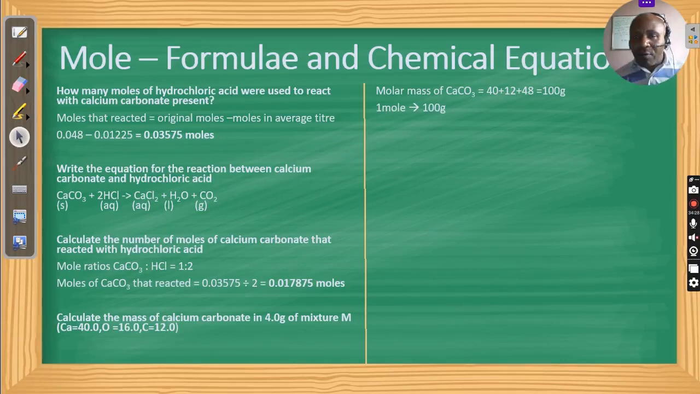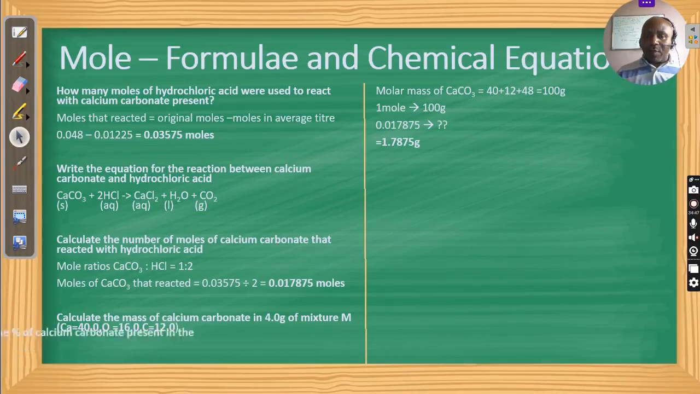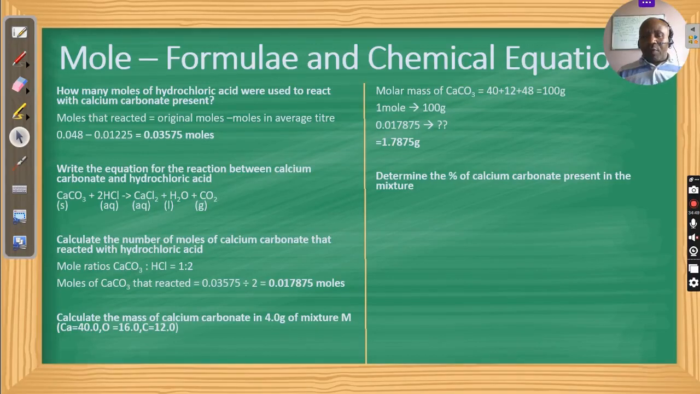Calculate the mass of calcium carbonate in 4 grams of mixture M. The molar mass of calcium carbonate, if you do your calculations, 40 plus 12 plus 48 is 100 grams. 1 mole is therefore 100 grams. What about 0.017875 moles? That will give you 1.7875 grams.